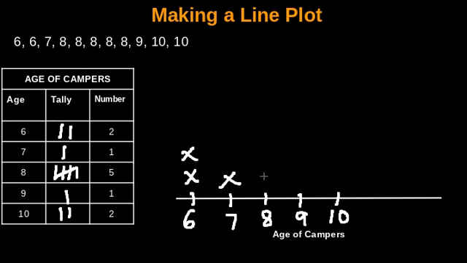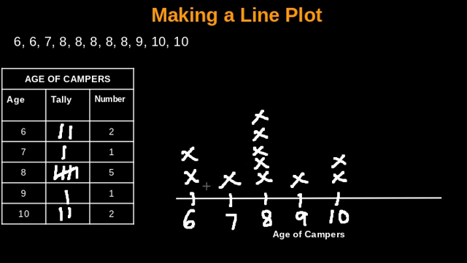So you use X to represent the frequency. 1, 2, 3, 4, 5. How many 9-year-olds do we have? 1. And how many 10-year-olds do we have? 1, 2. And this is a line plot. So easy to make, as long as you have your data and you know what you're doing.